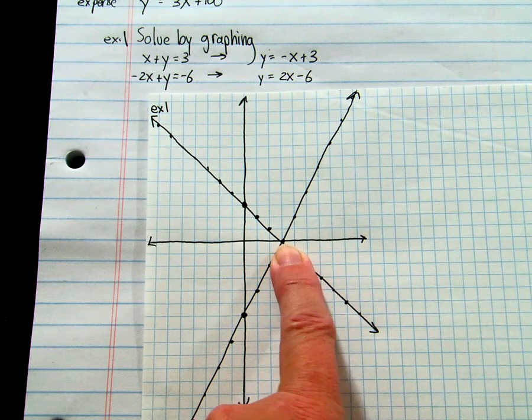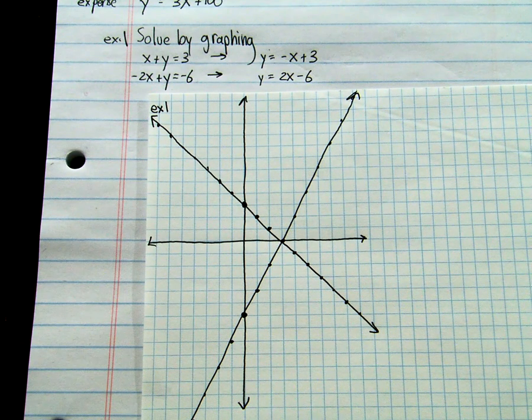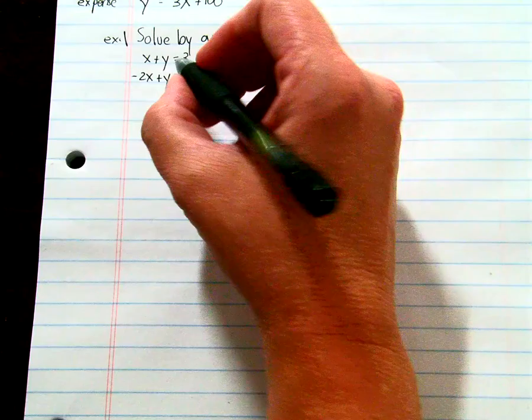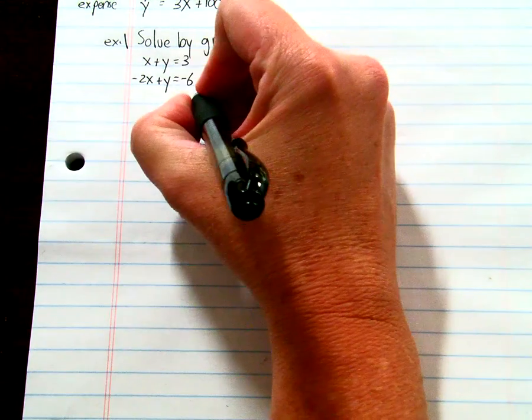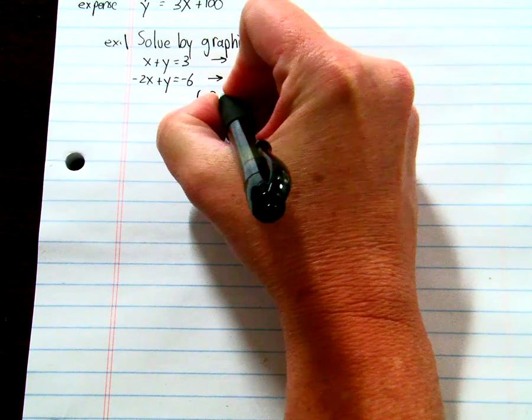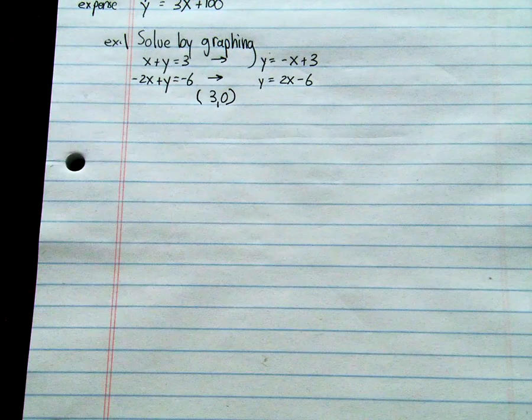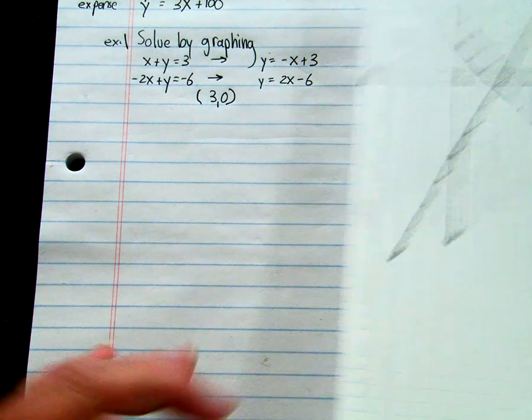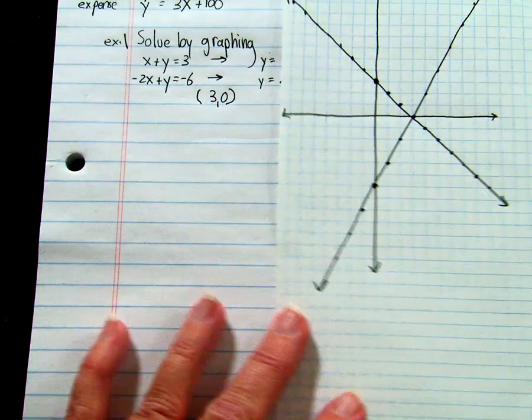Can you name that point right there? 3-0. Come over here to your lined paper. The solution to this equation is 3-0. That is the only point that is true for both of them because it's the point where they cross.